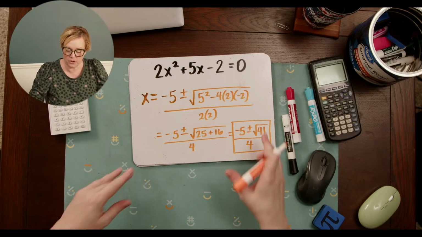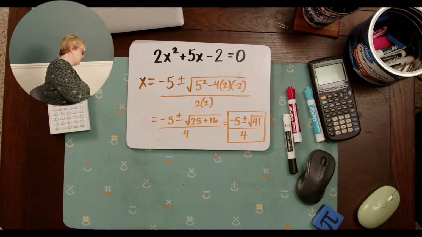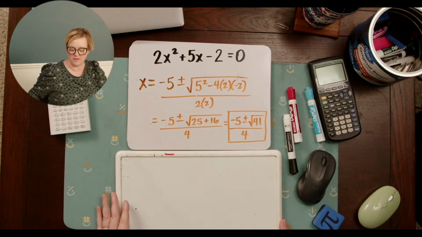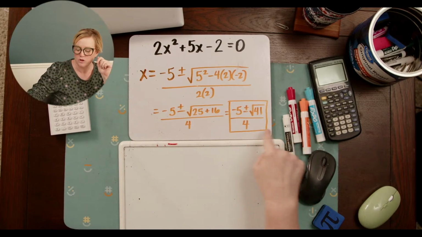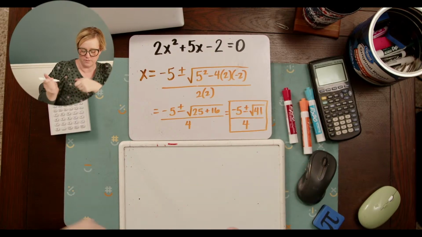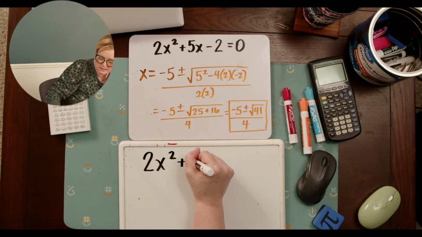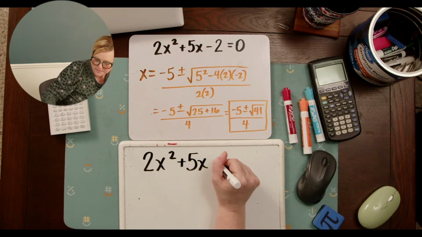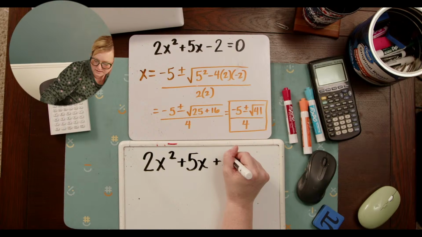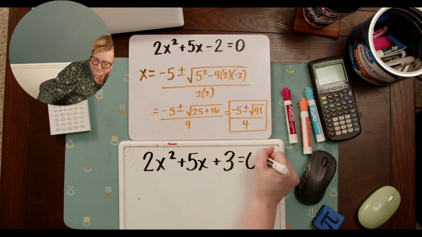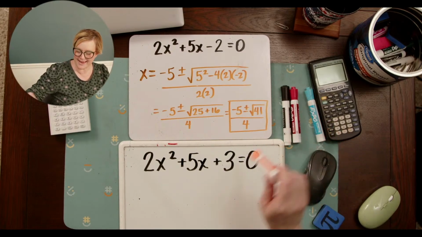So factorable or unfactorable. Factorable means you can factor it. And this is going to be the last bit before we sign off. So with that one up there, 2x squared plus 5x minus 2, looking at these solutions, I know that it's not factorable. But if I gave you 2x squared plus 5x plus 3 equals 0, I can factor this.